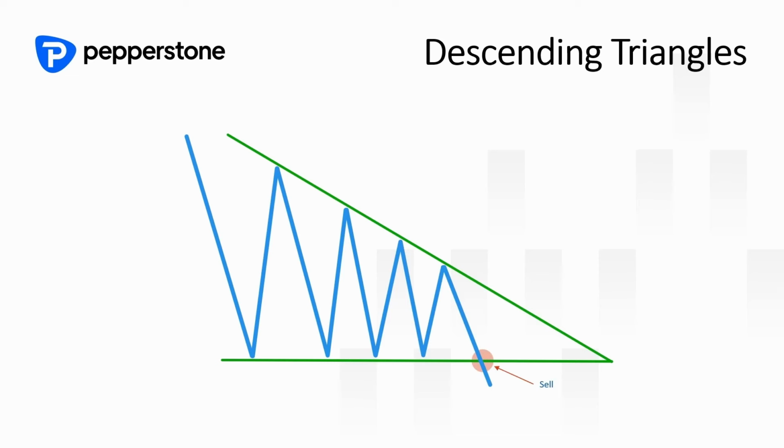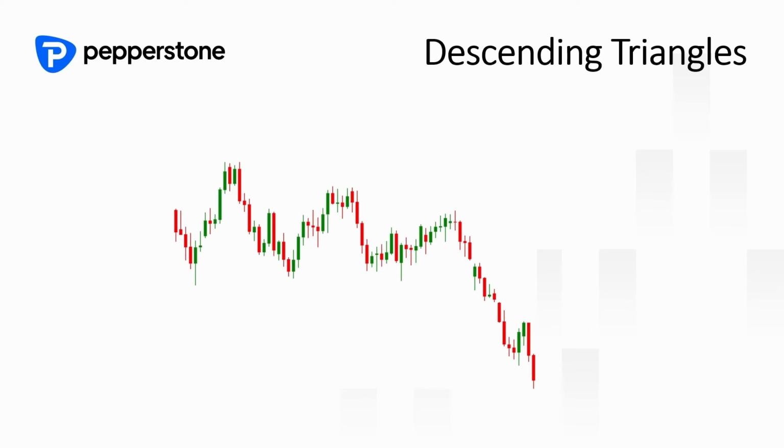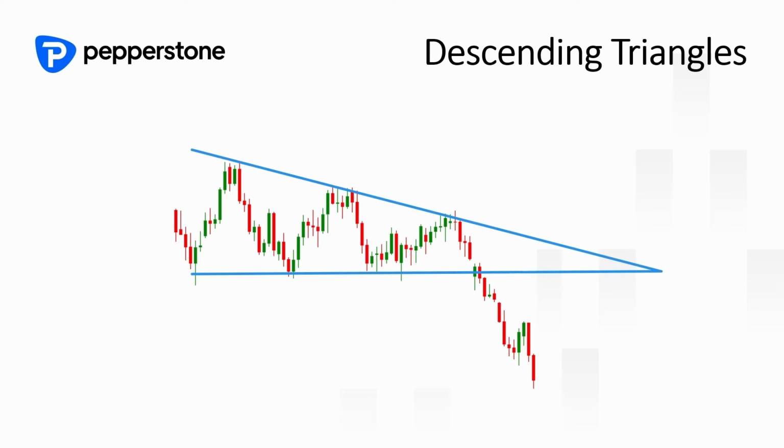Now, in the real market, it looks something similar to this, where we have a series of lower peaks and equal troughs, and we can draw a triangle that isolates these. Once we get a confirmed break of the bottom of the triangle, this pattern is complete and it gives us the opportunity to trade this pattern.